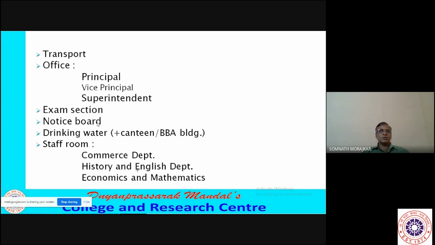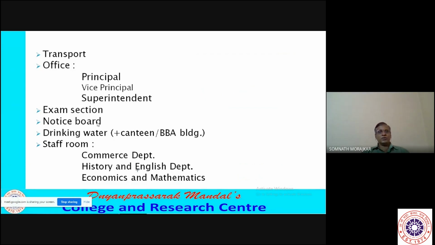As you enter the main building of the college, you will see the office of the principal, vice principal, and the administrative office. If you want any information pertaining to your admission in the office, you will find Mr. Sumant Mariel, who will provide you all your information or any clarification as far as your admission is concerned.